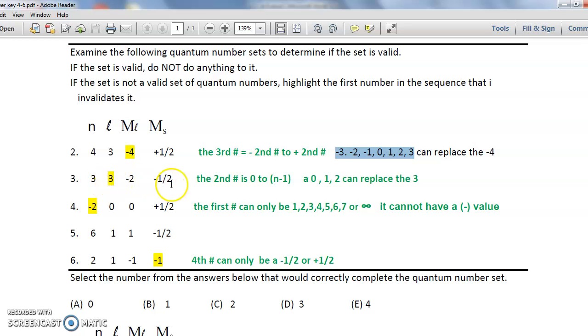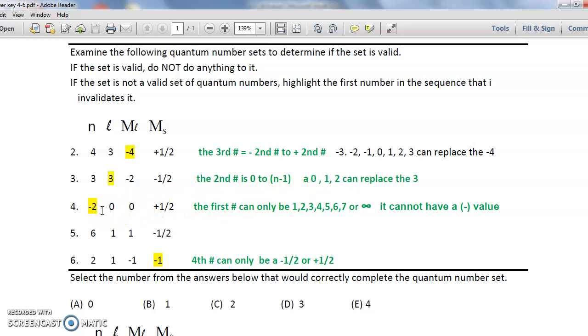What about a 3, 3, -2, -half? No, no, no. The second number can never be the same or bigger than the first number. The second number is 0 to the first number minus 1, n minus 1. So if the first number is a 3, 3 minus 1 is a 2, so it can only be a 0, 1, or 2.